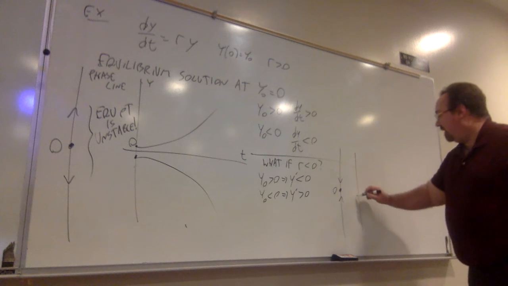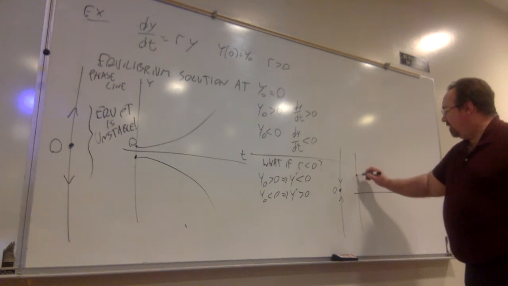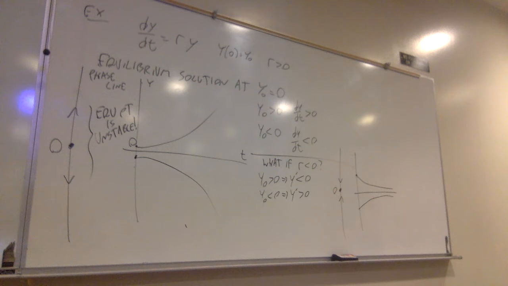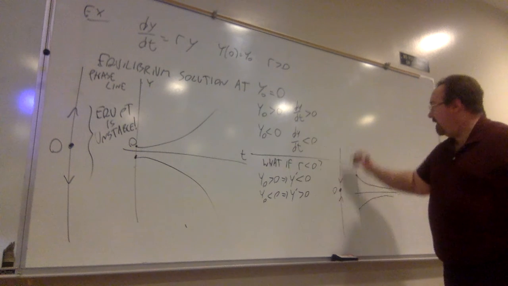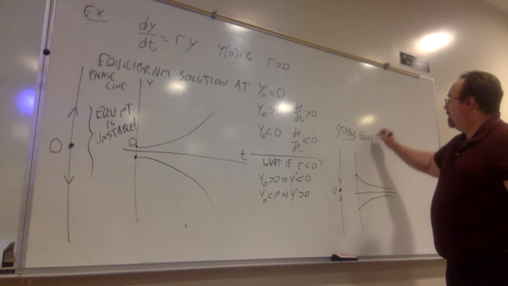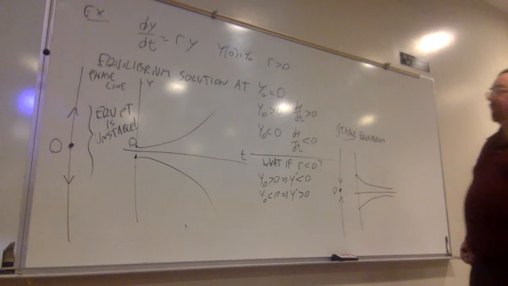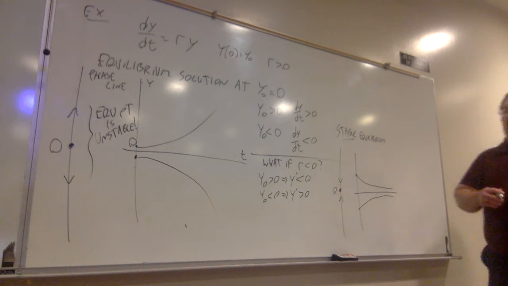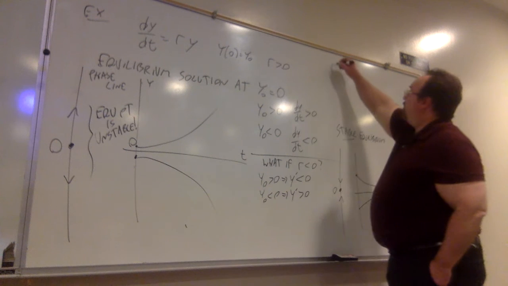So if I draw my ty plane, solutions are behaving like that instead. So this is a stable equilibrium. All right. So arrows going away, unstable. Arrows going towards, stable. Now, what have I not covered? Is it possible to have one or the other, like one going towards, one going away?